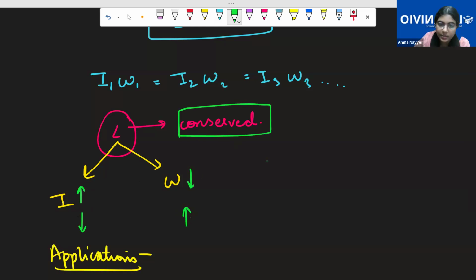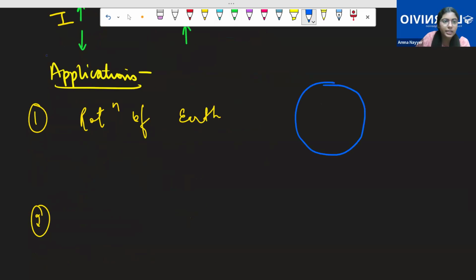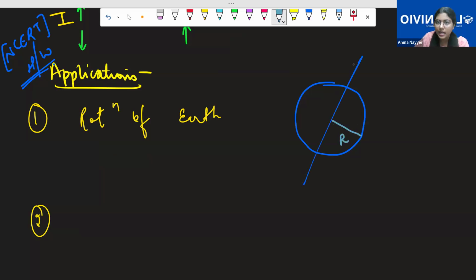This will be conserved. There is an example of Earth in your NCERT written, and I'll tell you one thing: as a homework also, refer to NCERT. I usually don't tell you to refer to NCERT, most of the things are done in the class itself, but for this you do. So this is the rotation of the Earth. Earth has its own radius, and this is getting rotated with some angular velocity omega.